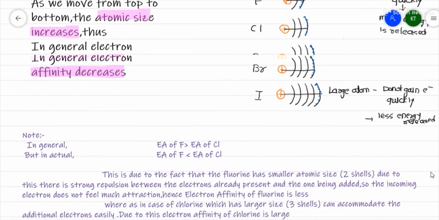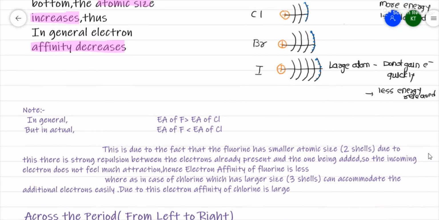Now here we have one specific thing to study, with reference to fluorine and chlorine. Although, as we have discussed, the electron affinity value of fluorine should be more than that of chlorine, that is the general trend, but actually in practice, we do not see this. In practice, we observe that the electron affinity of fluorine is less than that of chlorine.